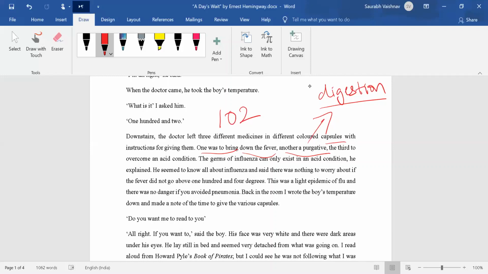One capsule was to bring down the fever, the other capsule was a purgative, and the third to overcome an acid condition.